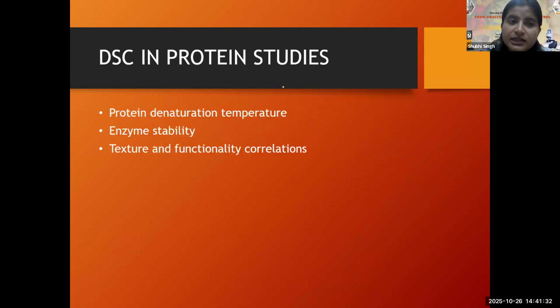And similarly, we have seen protein studies, protein denaturation temperature. While we are dealing with protein denaturation temperature, we will say protein denaturation temperature instead of glass transition temperature. Then enzyme stability: whatever treatment you are providing, you can check whether your enzymes are stable or not with the help of DSC, and then you can see the texture and functionality correlations as well while we are dealing with DSC in proteins.